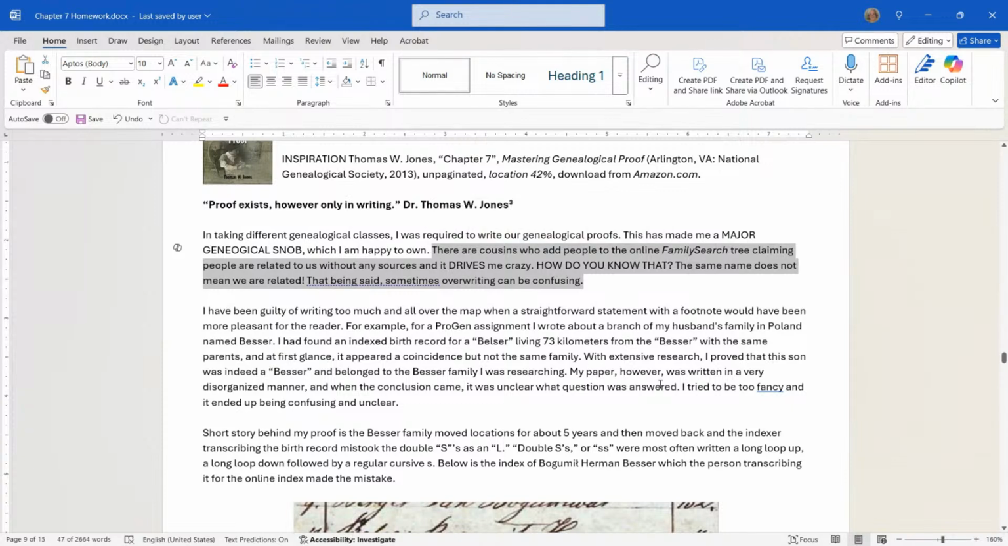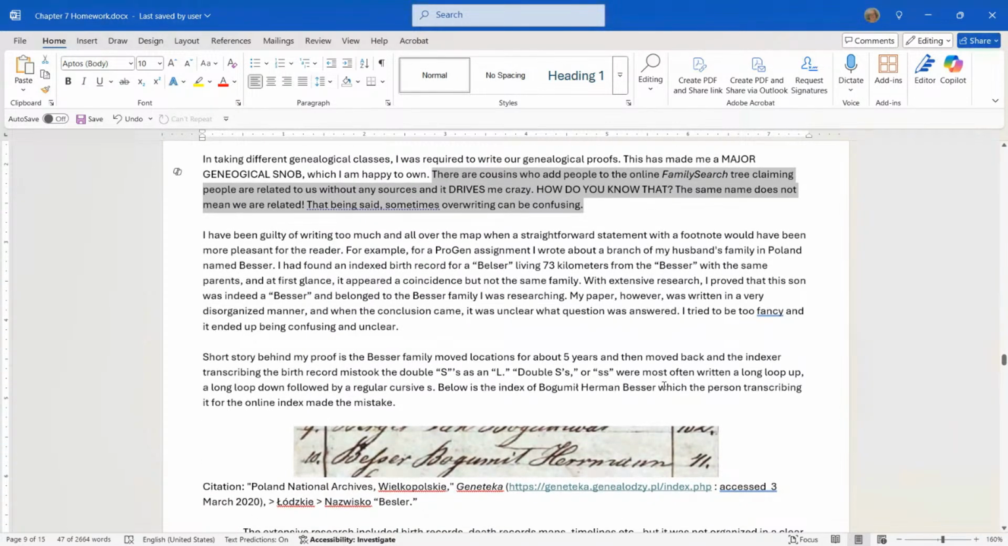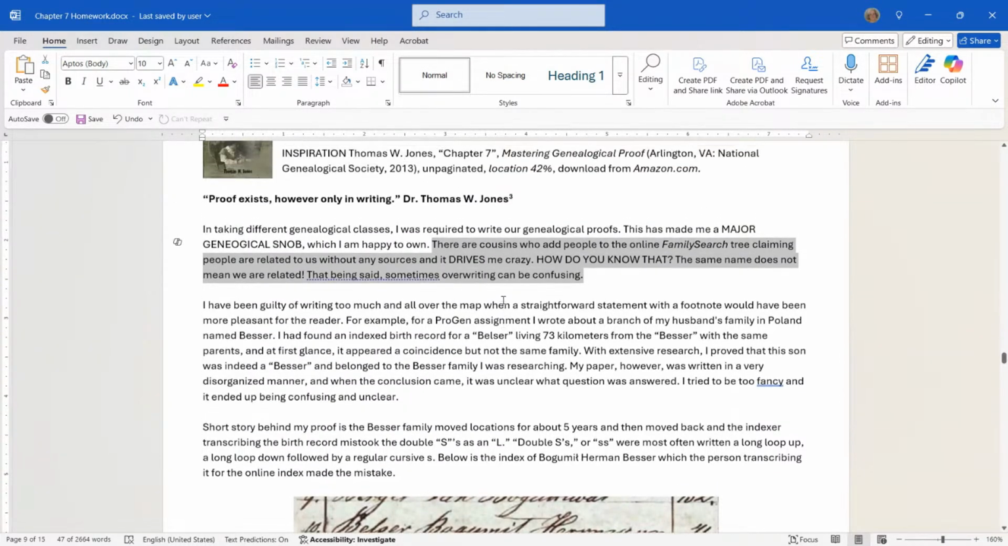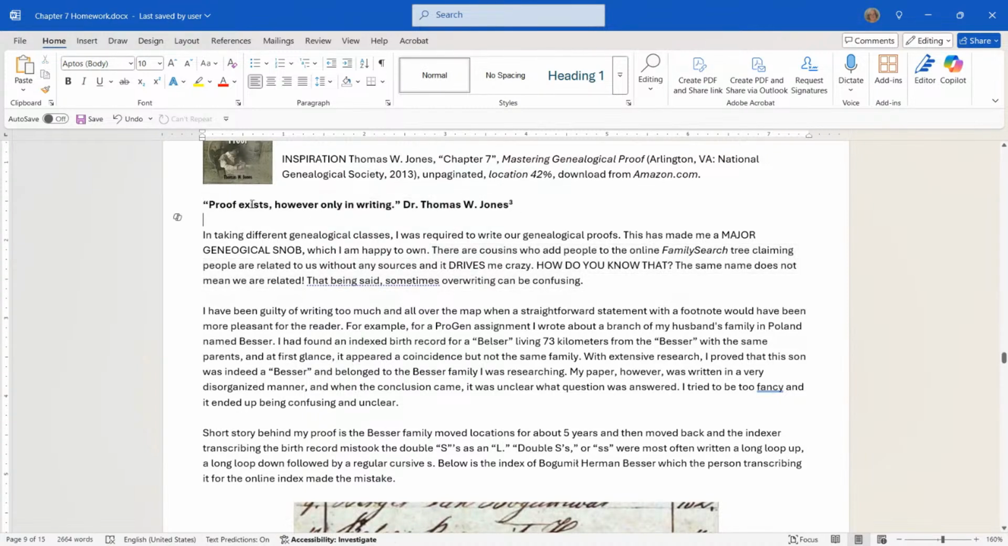But okay, so the first part is I love it when there's documents, and I get really upset when people don't cite information. But I was guilty of citing too much information that didn't make sense. It didn't apply. It just wasn't organized well. So what I quote from Dr. Jones is that proof exists, however, only in the writing. So if you don't write clearly, the proof's not going to be there.